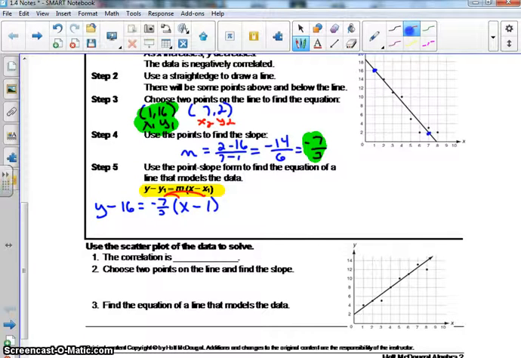Distribute, and you get y minus 16 equals negative 7/3 x. A negative times a negative is a plus 7/3. And the only thing left to do is we normally like to put this in slope-intercept form, so we're going to add 16 to both sides.